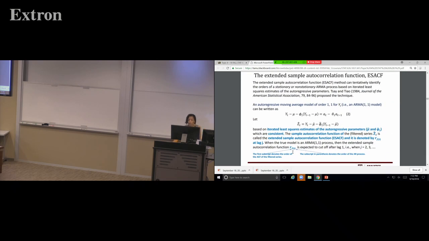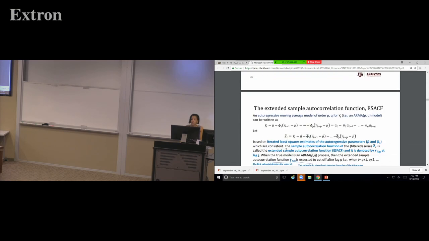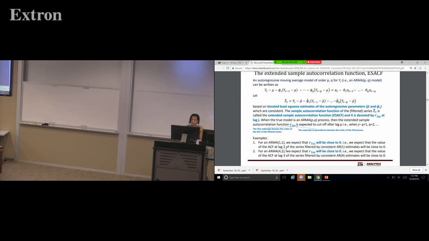So in ARMA 1-1, you're going to be looking at our extended sample autocorrelation functions, R sub J of 1. For an ARMA PQ, what you're going to be looking at are the extended sample autocorrelation functions of R sub J of P, okay? Where J denotes the order of the ACF of the filtered series, and P is going to be the subscript for the AR process. So what are you looking for? What is an R sub J of P?